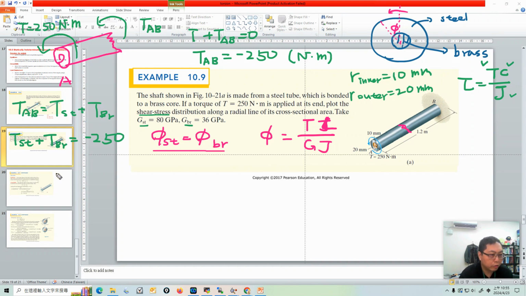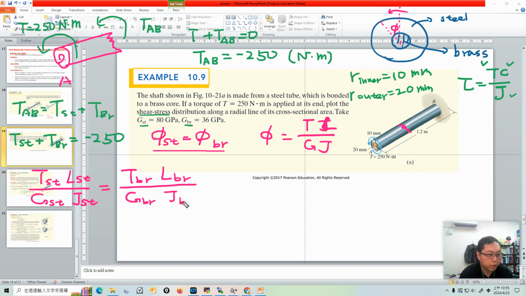We start with phi_ST. With T_ST we don't know, L_ST and G_ST, and J_ST, is equal to T_BR, L_BR, and G_BR, J_BR. L_ST and L_BR are the lengths, and because it's a coaxial problem, the length is the same, so we can cancel this out. No problem. The other thing is there are lots of things we have to compute.